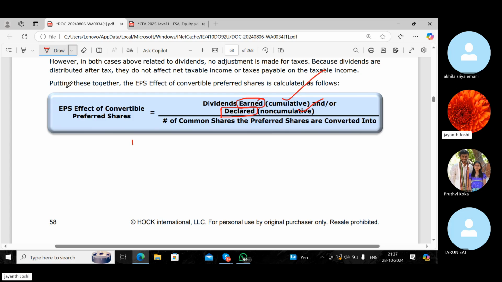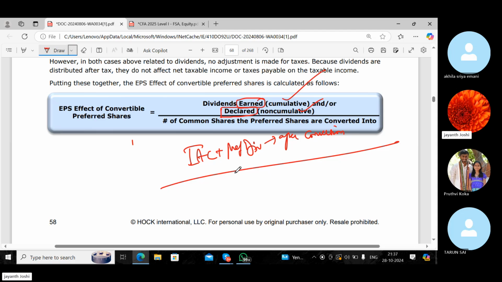Now in the numerator we will add to the IAC the preference dividends after conversion. And in the denominator, Vanso, to this we add the convertible preferred stocks or shares.